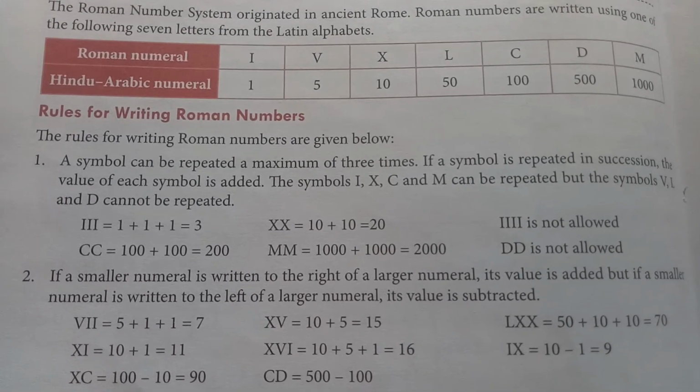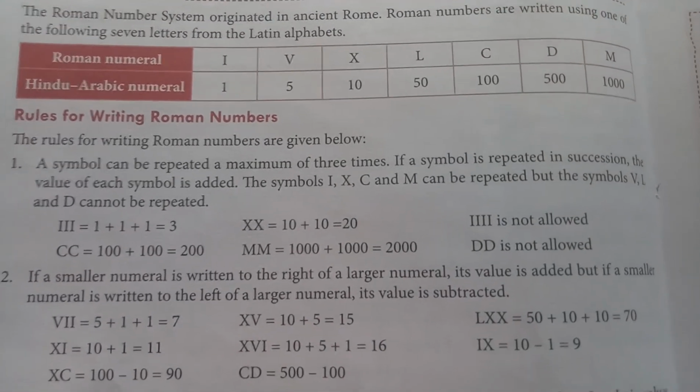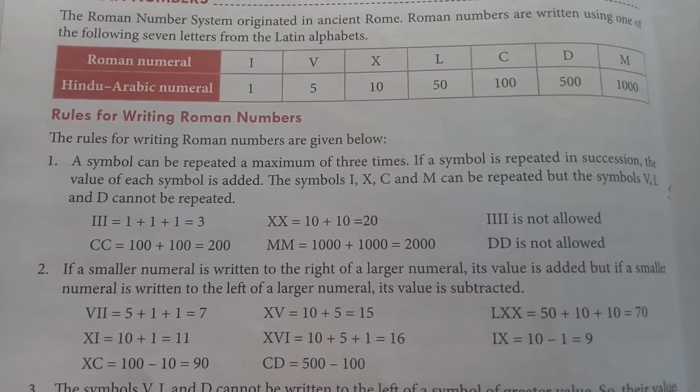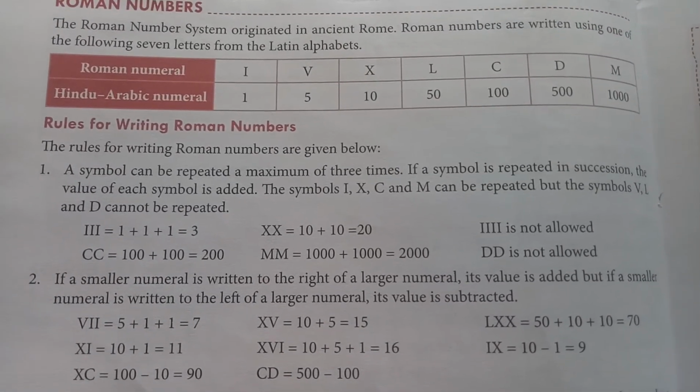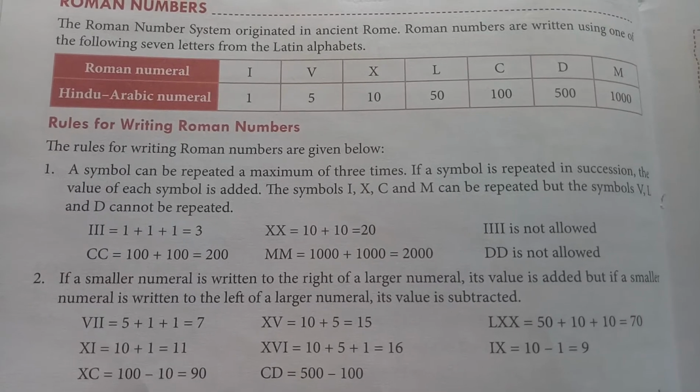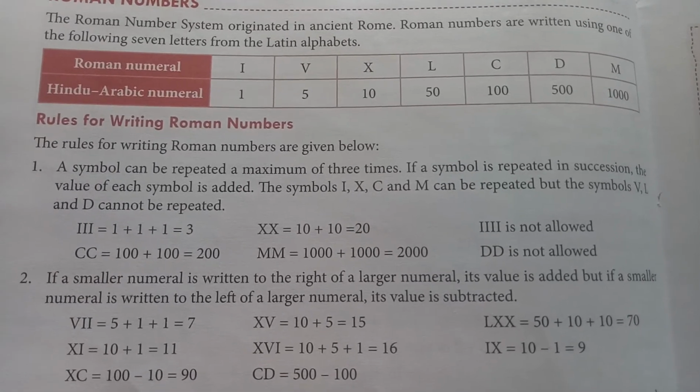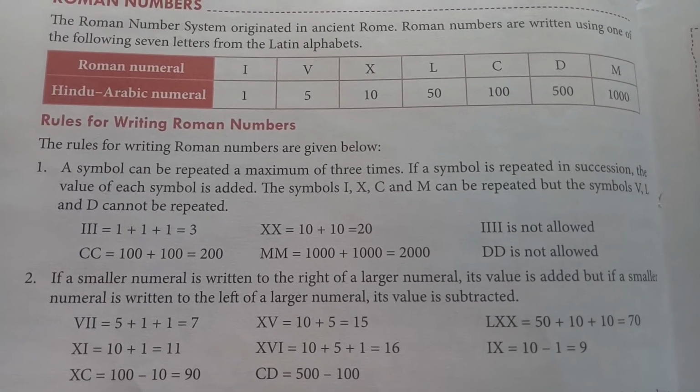Another example, CD. C stands for 100 and D stands for 500. So 500 minus 100 is equal to 400.